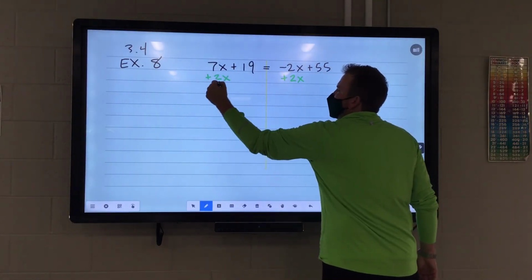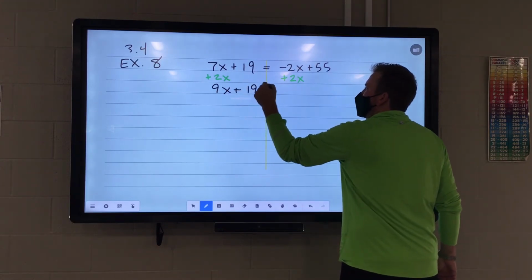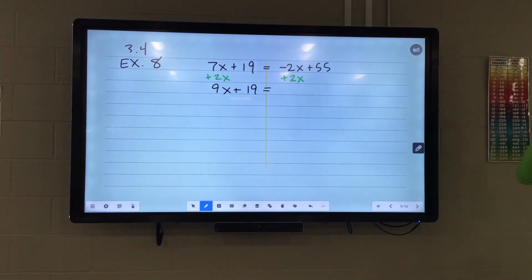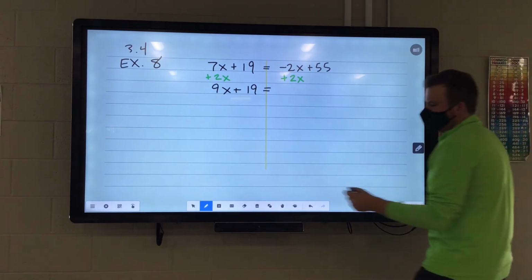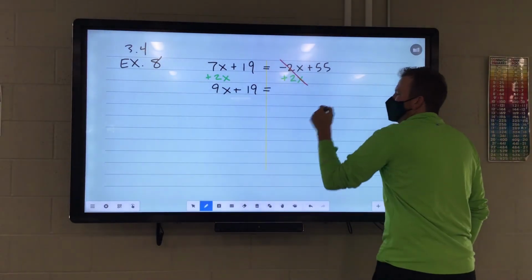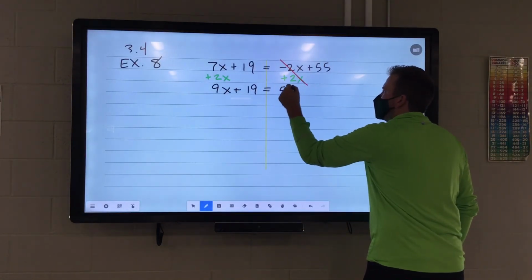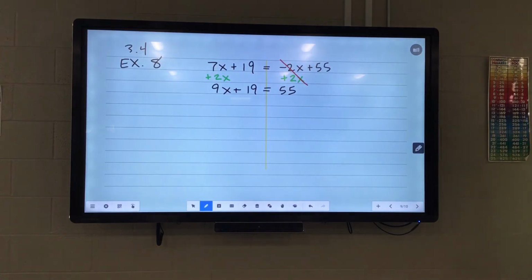7x plus 2x is 9x. 19 just comes down. Now on the right side of the equation, negative 2x plus 2x cancels out, leaving me with just that 55. Now this looks like a problem we just had. Let's start.